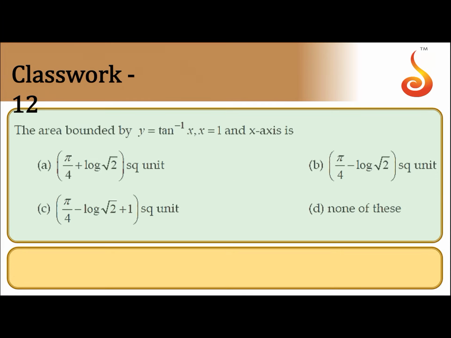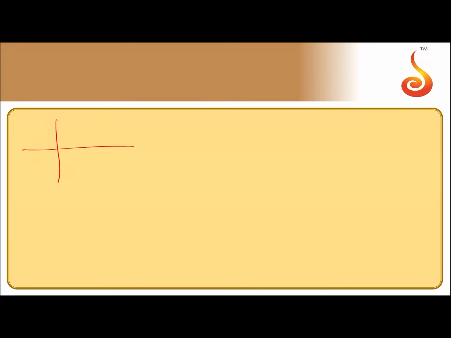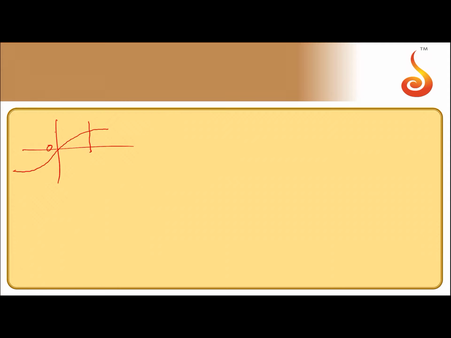D. Coming to the next one, area bounded by y equals tan inverse x, x equals 1 and the x-axis. The graph of y equals tan inverse x looks like this, going up to pi by 2, and x equals 1 is somewhere here. X equals 1 and the x-axis, from x equals 0.